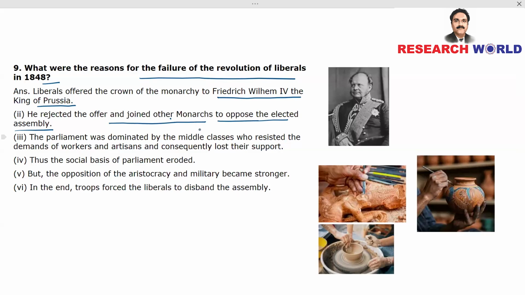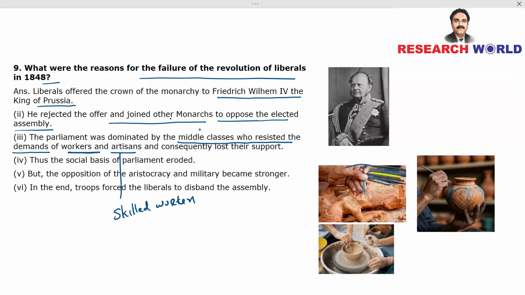The parliament was dominated by the middle classes who resisted the demands of workers. We should connect these dots: in 1845, it was the peasant uprising against unemployment, etc. But then when these middle classes came to power, they just ignored the demands of the so-called workers and artisans. Who are artisans? Artisans are highly skilled workers. Skilled workers are called artisans.